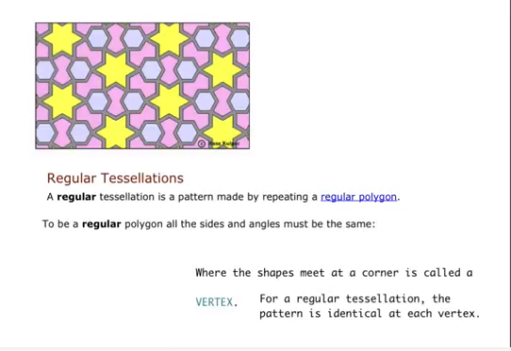Where a corner meets the shape is called a vertex. So right here would be a vertex. Right here would be a vertex. Right here is a vertex. Any place that a corner meets the regular polygon is a vertex. For a regular tessellation, the pattern has identical vertices. So if you look, it's a repeated pattern, and the vertices are always at the same location of the shape.